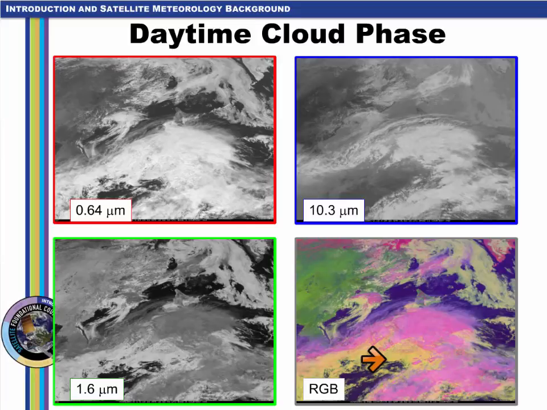Bare ground shows up as green because land is reflective in the 1.6 microns. Very cold land will be cyan, which is green plus blue, but snow-covered land will be magenta, highly reflective in the visible, very bright in the 10.3 microns, but dark in the 1.6 microns.